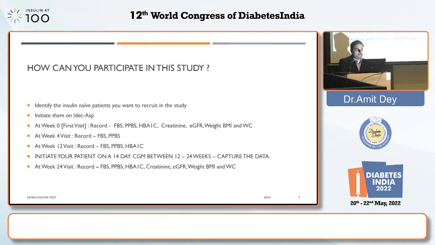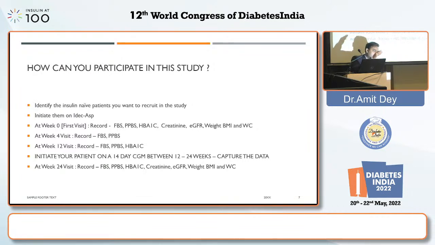First, you have to identify your insulin naive patients that you want to recruit in the study. You initiate them on IDegAsp, and these are the 3 points at which you record their data. So at week 0, you record their fasting, PP, HbA1c, creatinine, and also you look at their eGFR, weight, BMI, and waist circumference. So we take their anthropometric measurement on the first visit. Then at the subsequent 4 weeks visit, you take their fasting and PP. At 12 weeks, you record their fasting, PP, and HbA1c.